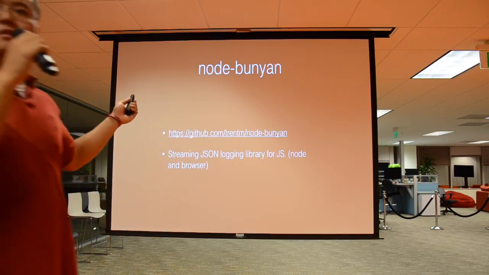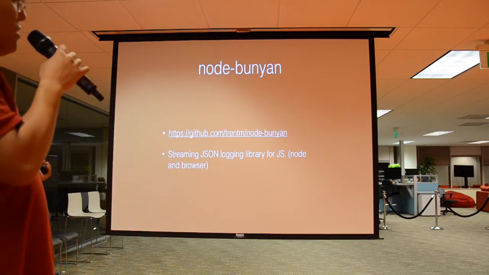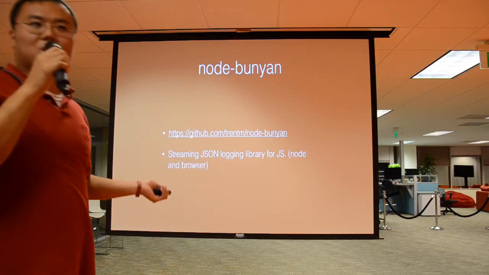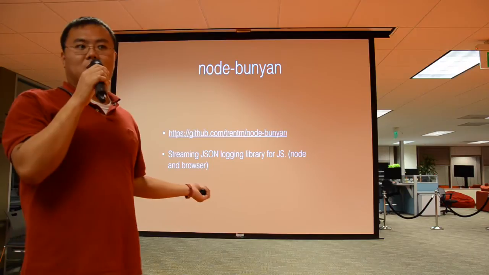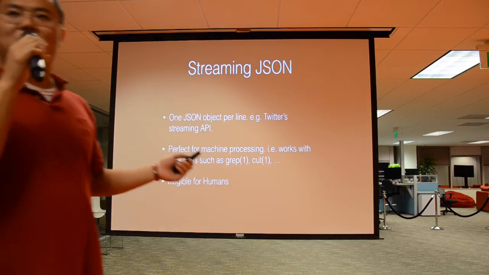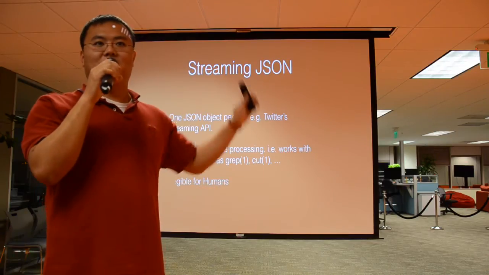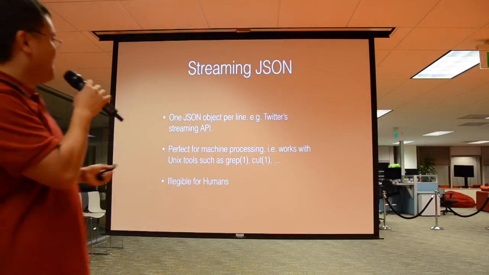Anyone heard of this one, Bunyan? Fantastic. Bunyan is a streaming JSON logging library for JavaScript. It works on the server with Node.js, and also works in the client with Observable. It's fantastic. So streaming JSON, who knows what that is? Everybody? Fantastic. Just a quick refresher.